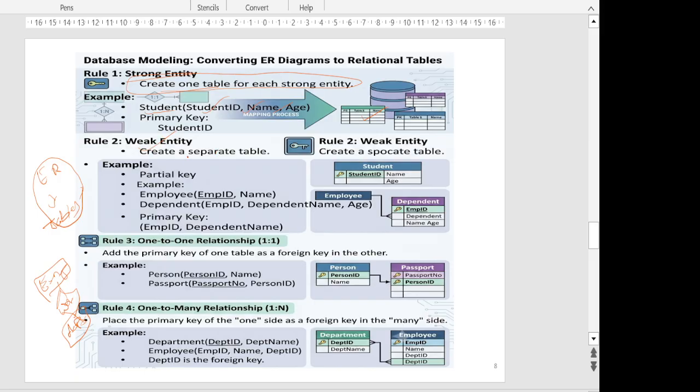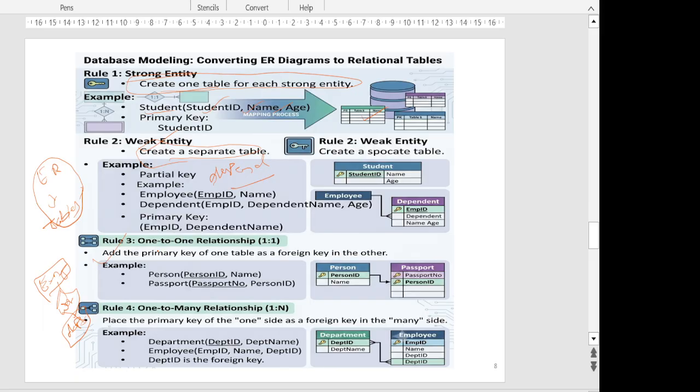Rule number 2: if it is a weak entity, create a separate table. We have to create a separate table. There is not much scope to discuss here, right? So what is a weak entity? A weak entity depends on another entity. That is called a weak entity.